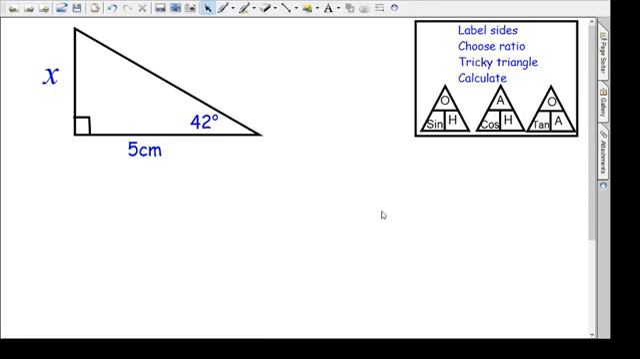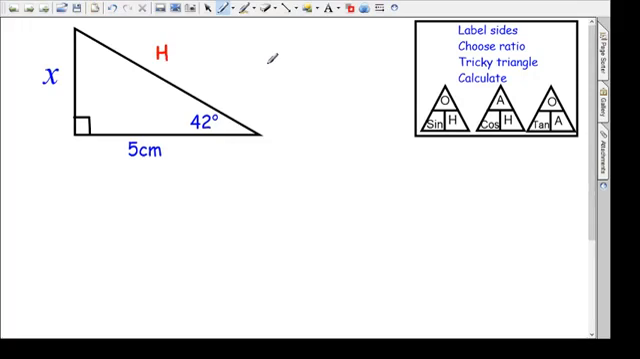Okay, so let's have a look. The first thing we're going to do on our list is to label the sides. We're going to label them with opposite, adjacent, hypotenuse. My recommendation is we start with H. H is hypotenuse and it's the longest side. It's always the one opposite the right angle. We'll stick an H in there. It's a good place to start.